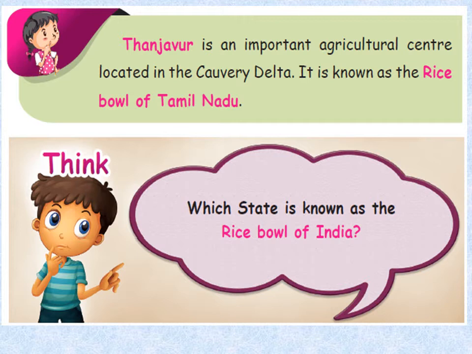Rice is grown in plenty. It is known as the rice bowl of Tamil Nadu. Which is the rice bowl of Tamil Nadu? It is Thanjavur, which is in the Kaveri Delta. River banks are always fertile land, and you can see the rice bowl of Tamil Nadu is Thanjavur.